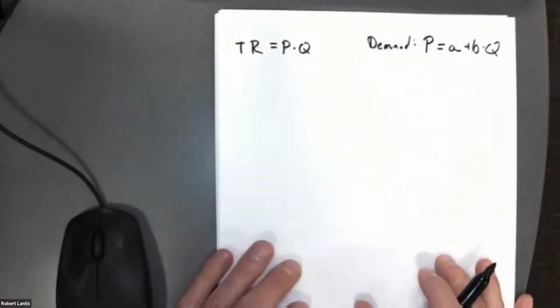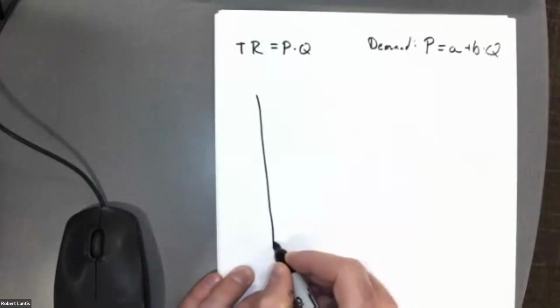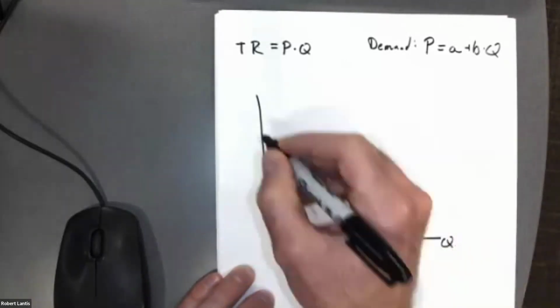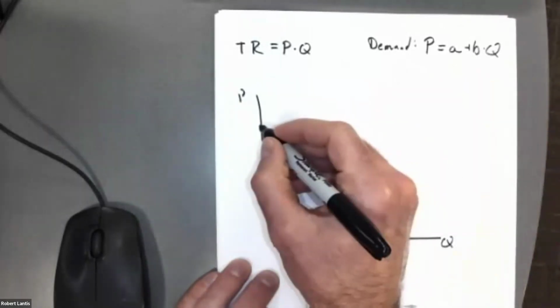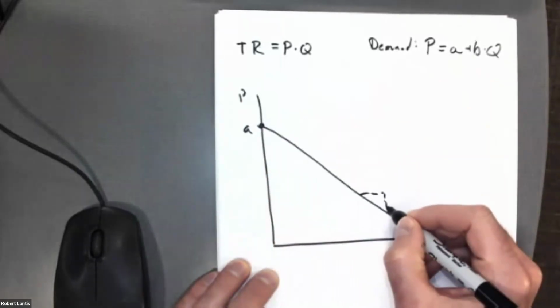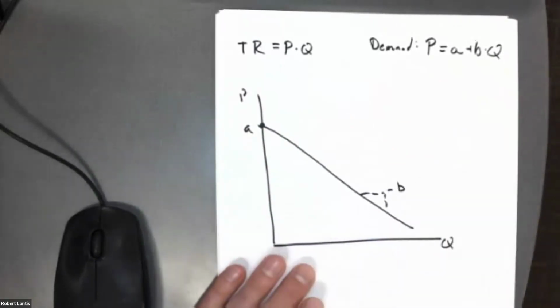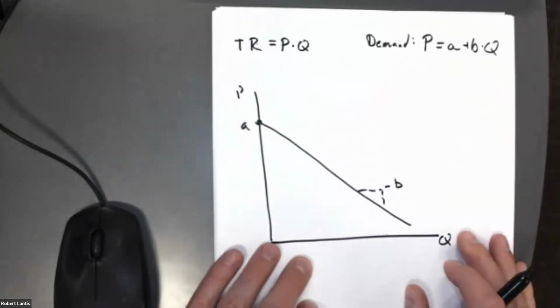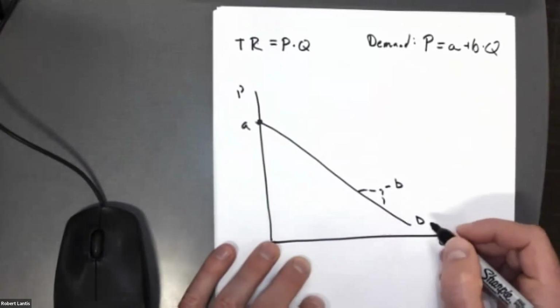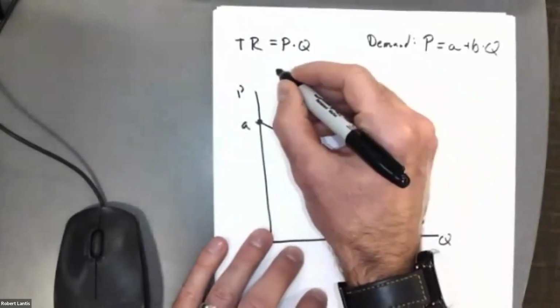Okay. So here's quantity, here's price. My demand equation, the intercept is A, the slope is going to be B, but we always know the slope is negative, so you can think about it like negative B. It'll be our slope for our demand equation. What is my total revenue? Well, total revenue is price times quantity.